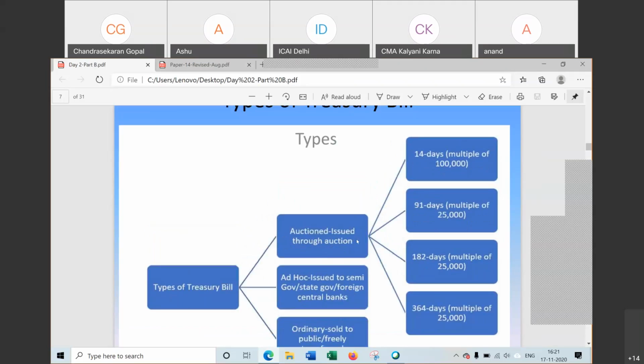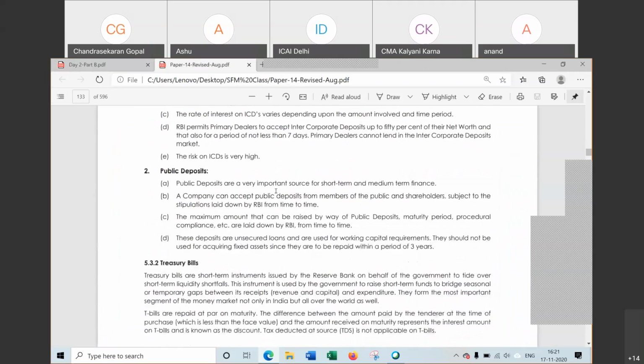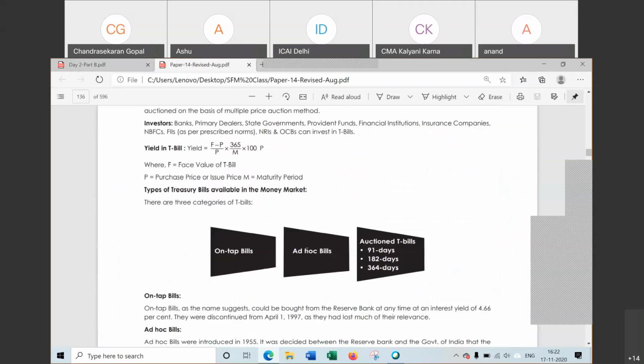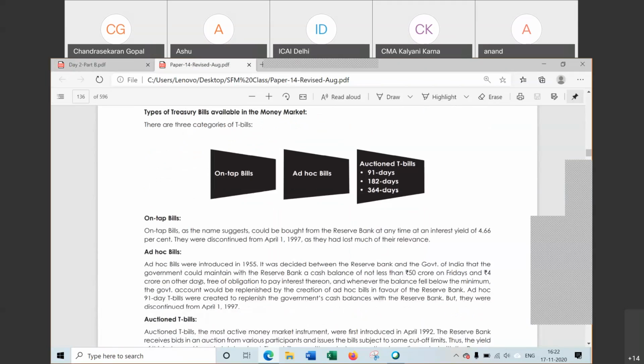Now, what are the types of auction treasury bill? In the book we are doing this thing. Treasury bill that is on tap, ad hoc. On tap, this one is now closed. Now on tap treasury bills are not available. Ad hoc is the ad hoc theory, and auction, these are the types of auction. So we are doing this thing.